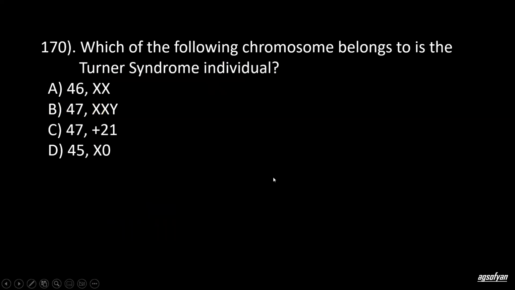Which of the following chromosome belongs to the Turner syndrome individual? 46XX, 47XXY, 47 plus 21, 45X0. This is normal. This is Klinefelter. This is Down syndrome. So Turner is actually monosomy. It has one less chromosome, okay, which is losing one chromosome over here. So X0, 45X0 for Turner syndrome.